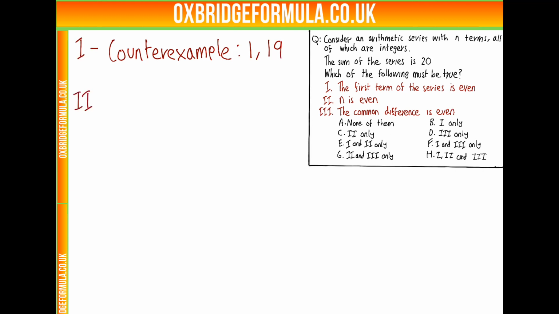So let's look at 2. So 2, n is even. Well, we could make a proper effort trying to prove this, but immediately we see that this has a major problem, which is that it's got a counter example, which is just 20 on its own, because this one term is an arithmetic series, but n isn't even because n is 1, and certainly the sum of this series is 20.